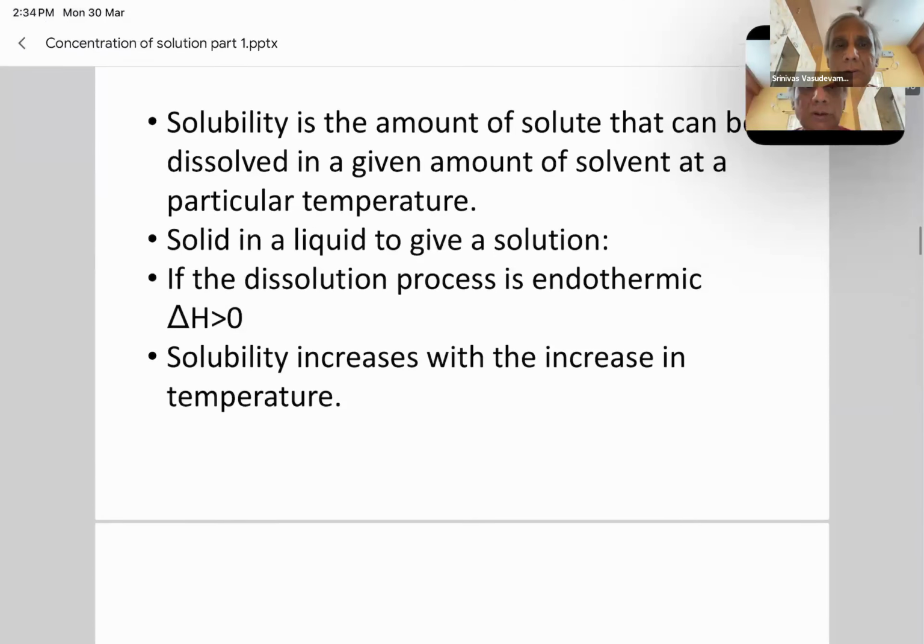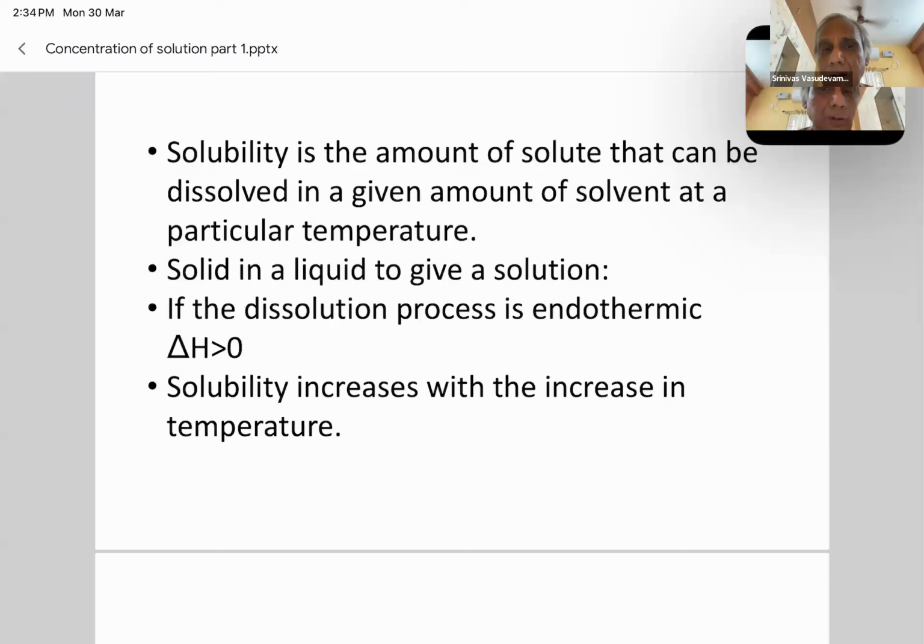Solubility is the amount of solute that can be dissolved in a given amount of solvent at a particular temperature. A solid dissolves in a liquid to give a solution. Most of the time, this process is endothermic, with delta H greater than 0, that is, heat is absorbed by the system from the surroundings.